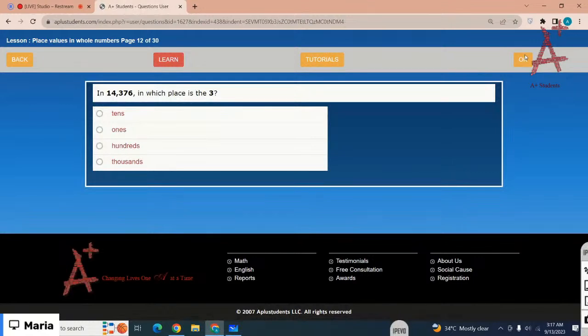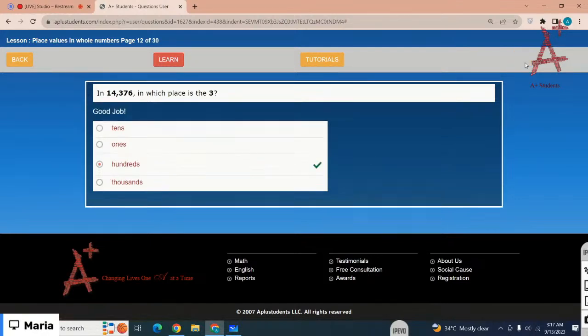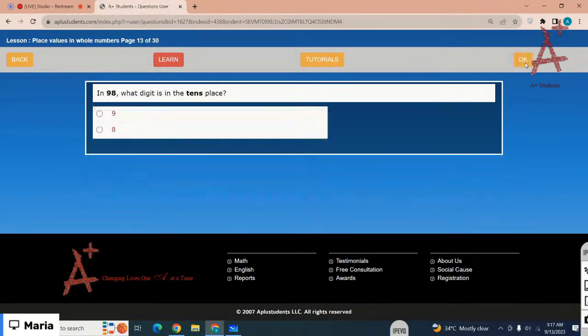In 14,376, in which place is the 3? Which is the correct option? Very good. 3 is at the hundreds position. In 98, what digit is in the tens place? Which is the correct option?